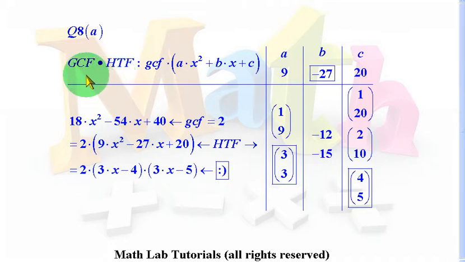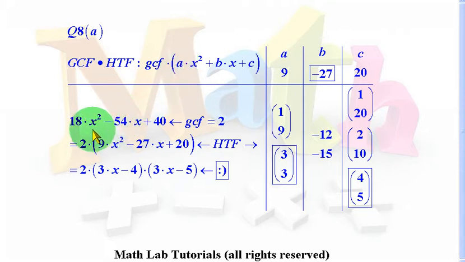Again, we're looking at a problem of the form GCF times HTF. And the GCF is on the outside, and the hard trinomial factoring part is on the inside. And the a this time will not be equal to 1. When the a is equal to 1, we have an ETF, easy trinomial factoring. When the a is not equal to 1, the factoring becomes more difficult, and we call it HTF, hard trinomial factoring.